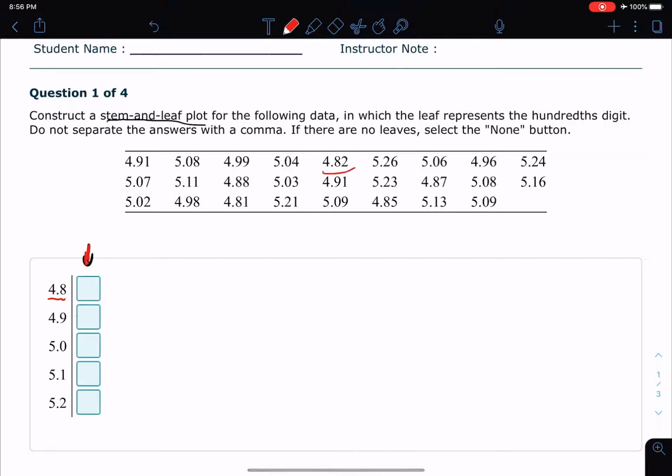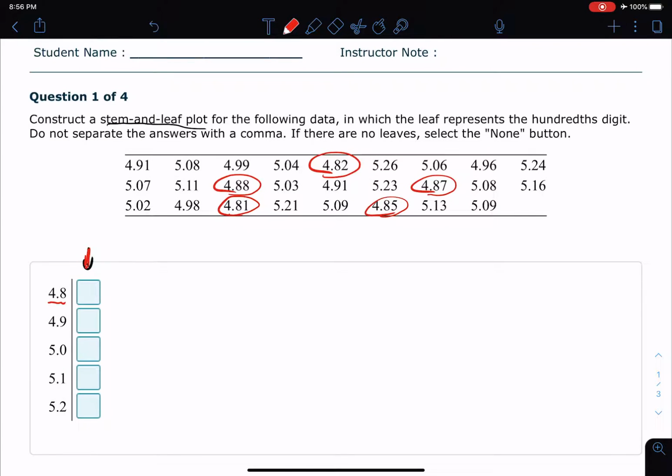There's a 4.82, and it looks like I got a 4.88, and I've got a 4.87, a 4.81, and a 4.85. So that's what, 1, 2, 3, 4, 5. Yep, okay. So now I need to write down the hundredths positions.